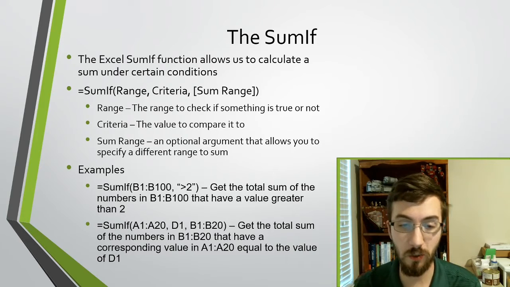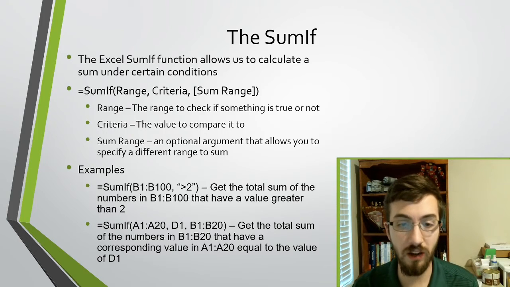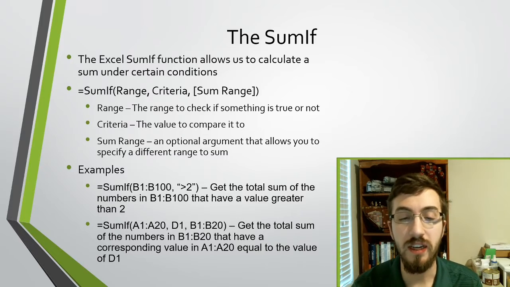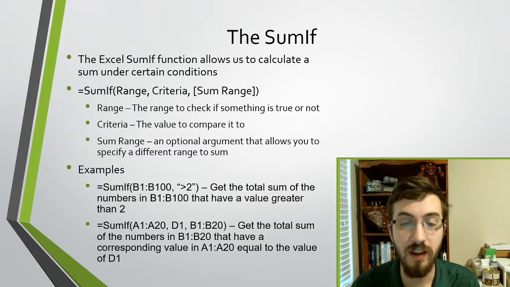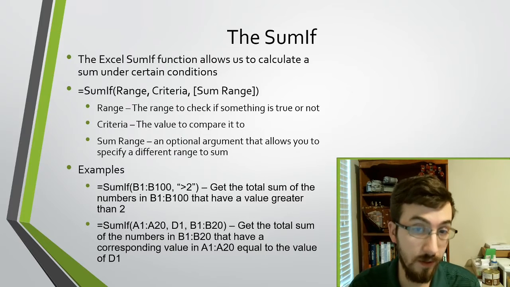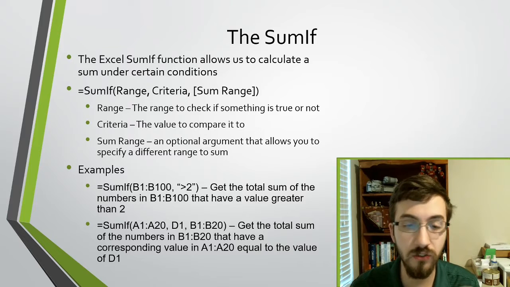So let's look at these two examples. The first one: SumIf(B1:B100, ">2"). What this says is get the total sum of the numbers in B1 to B100 that have a value greater than 2. In this one, we don't use the sum range argument, so that's why we're summing B1 to B100.